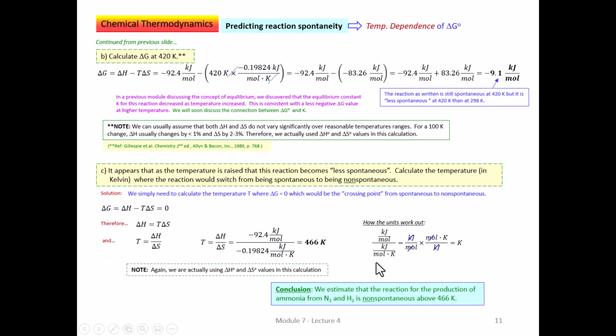Well, what we conclude is that we would estimate that the reaction for the production of ammonia from nitrogen and hydrogen is non-spontaneous above 466 Kelvin, because we've just calculated, or at least estimated, that the temperature at which delta G would go to 0 is 466. So any temperature higher than that would make delta G positive, or would make this reaction non-spontaneous.